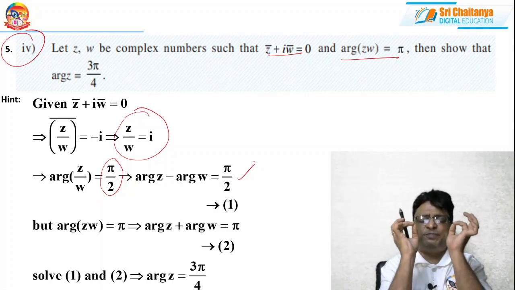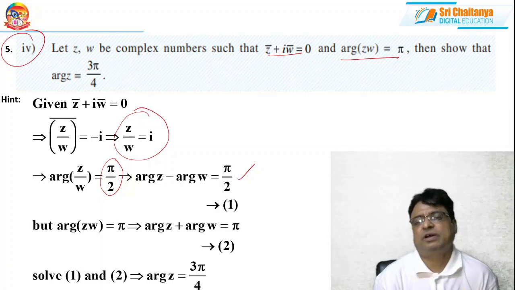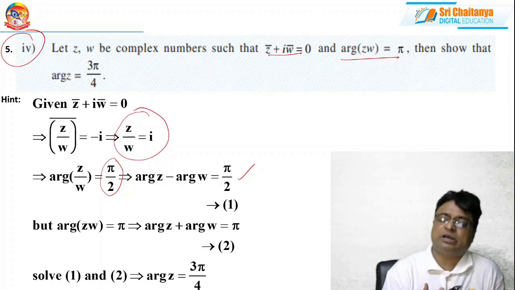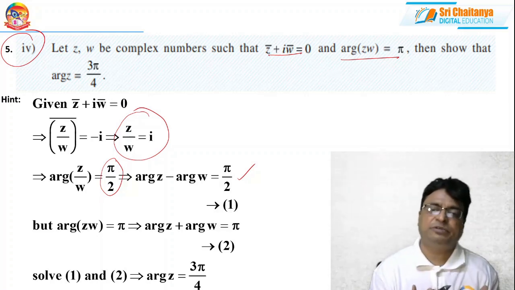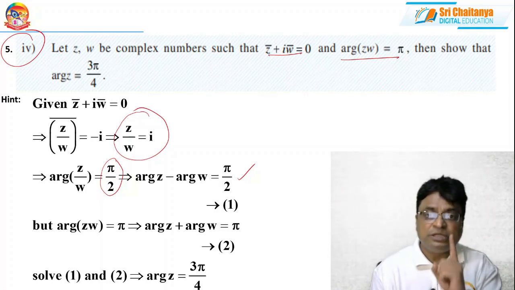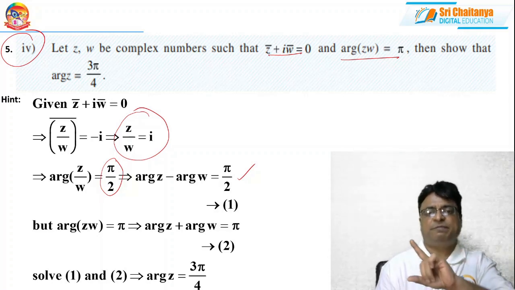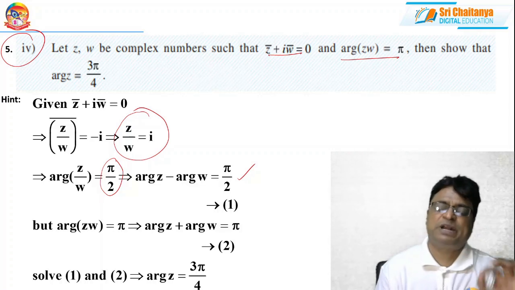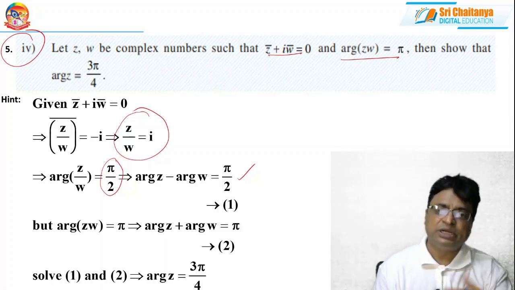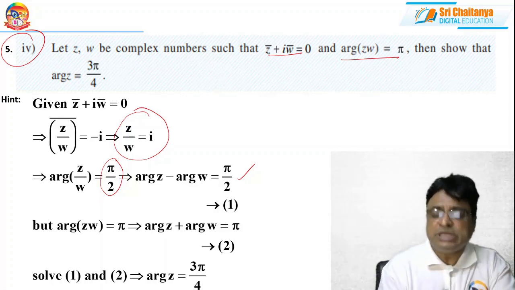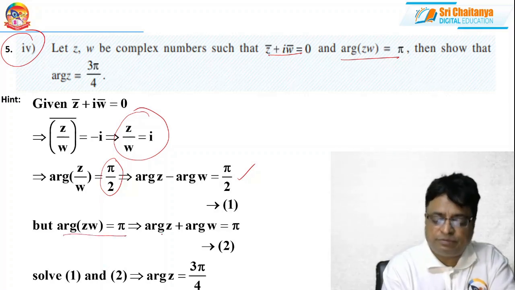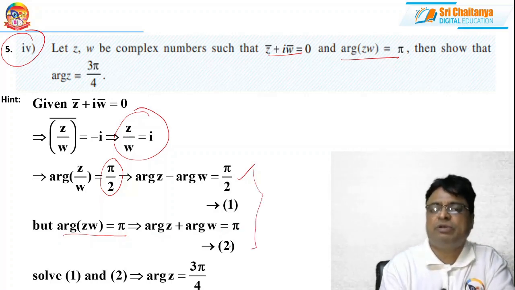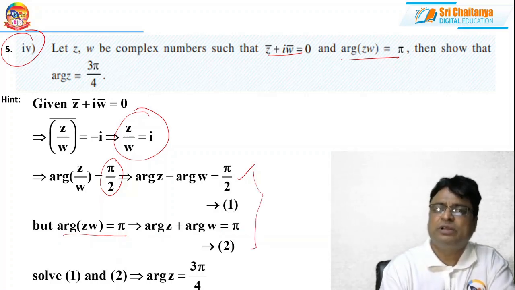Simply I am applying the properties of argument. You know, argument of Z1 Z2 is argument Z1 plus argument Z2, and argument of Z1 by Z2 is argument Z1 minus argument Z2. These hold good only for argument, not for principal argument. I have explained that in our previous videos, also with counter examples. Again, it is given that argument ZW is equal to pi, that is argument Z plus argument W is equal to pi. These two equations are now in my hand. Now what to do? Solve.